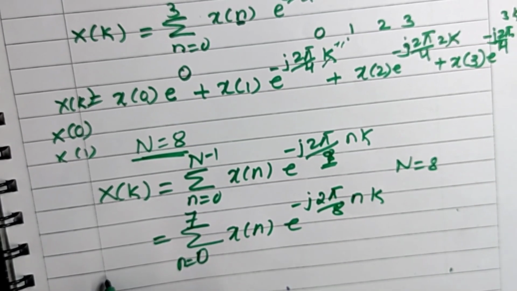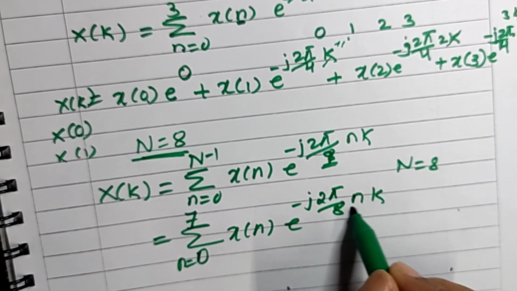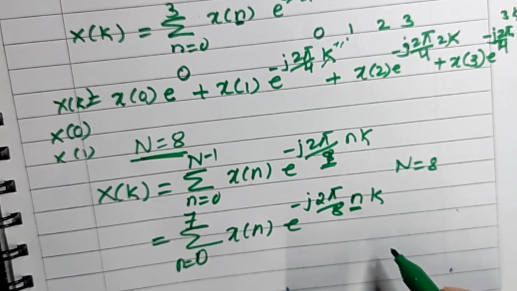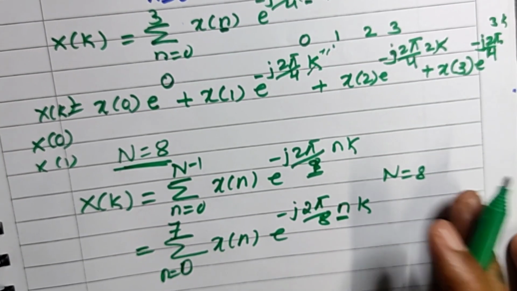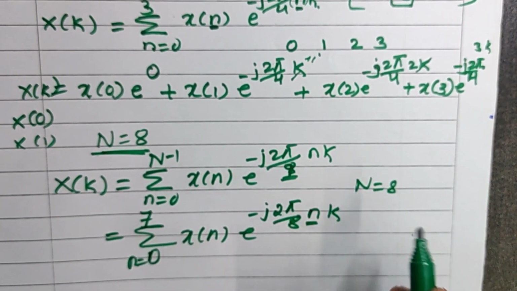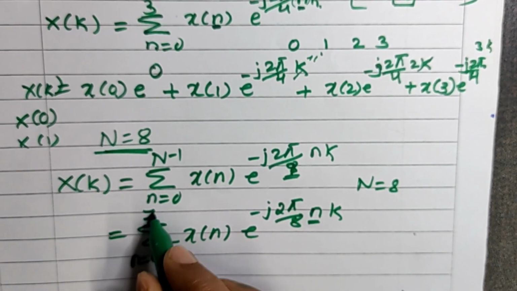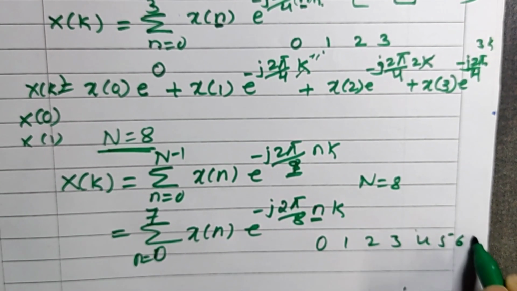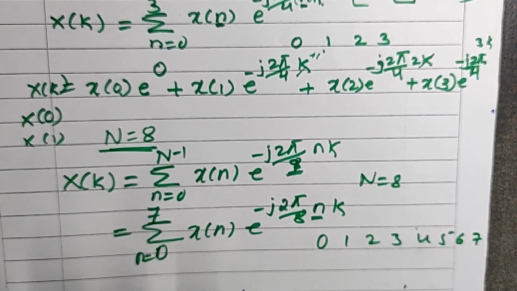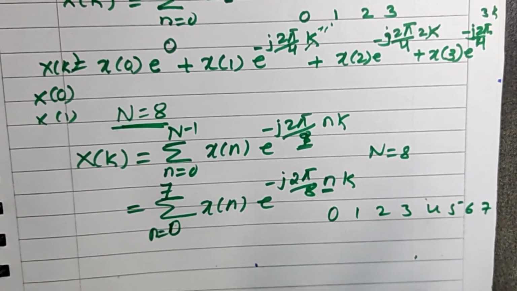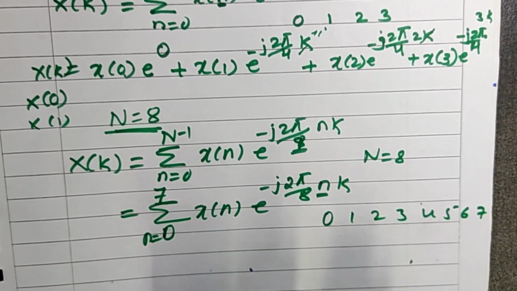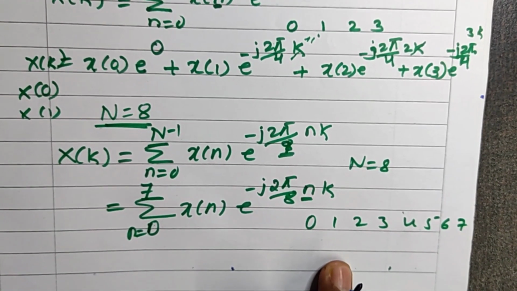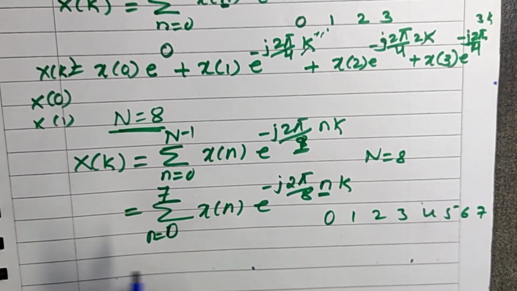So column-wise we are going to change k. Now we will vary n from 0, 1, 2 up to 7, that is 0, 1, 2, 3, 4, 5, 6 and 7. Once we substitute this and get the general equation, it will be easy for us to substitute the k value as 1, 2, 3, 4, 5, 6 and so on, up to 7.